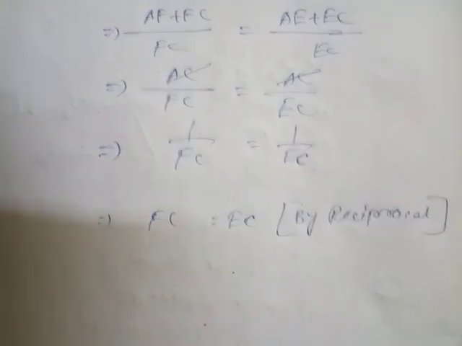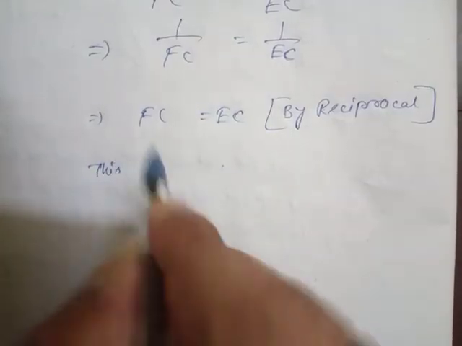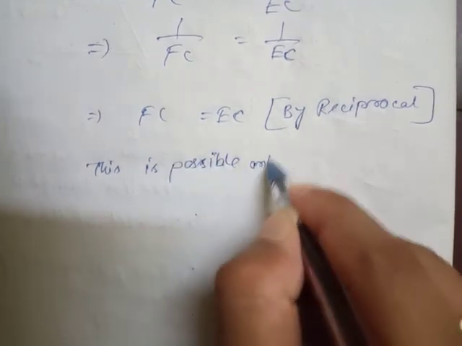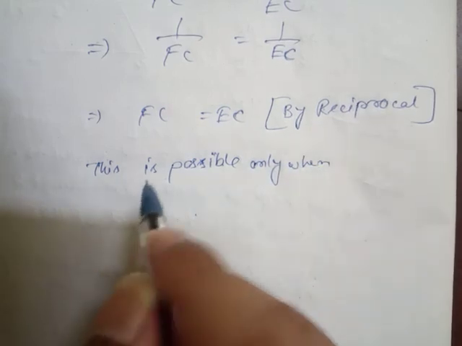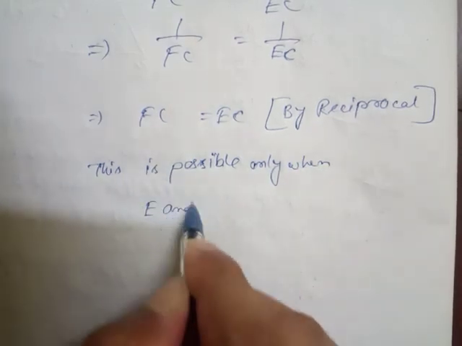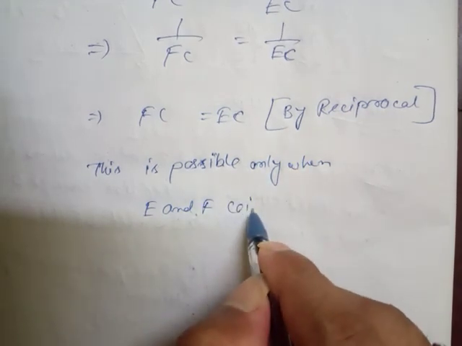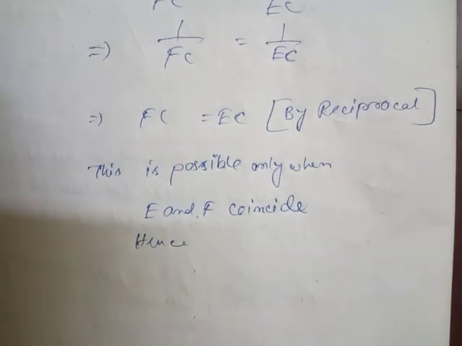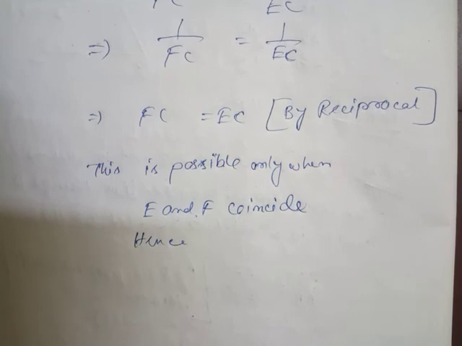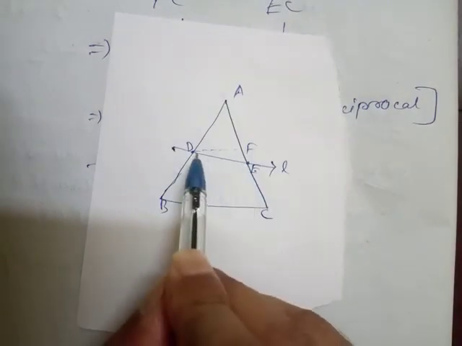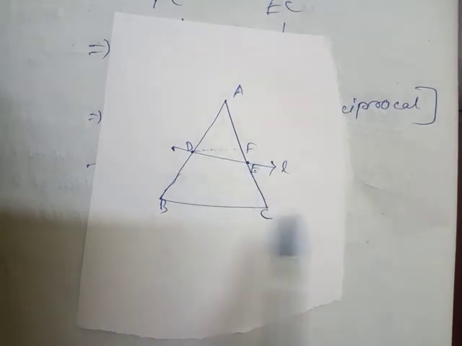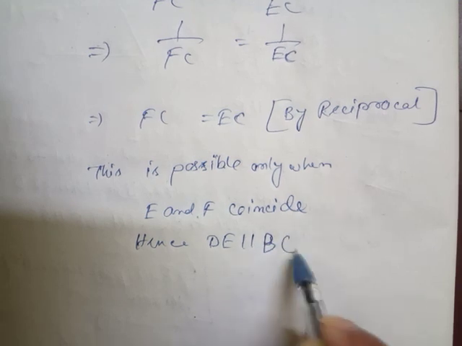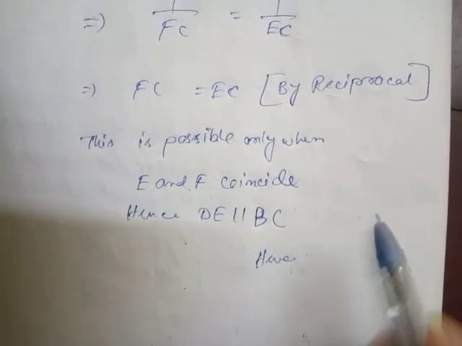So we'll write here now the last line. This is possible only when E and F coincide. Hence the last line will say that if these two coincide, which means DF and DE are equal, so DE parallel to BC. DE parallel to BC, hence proved. This is the second theorem.